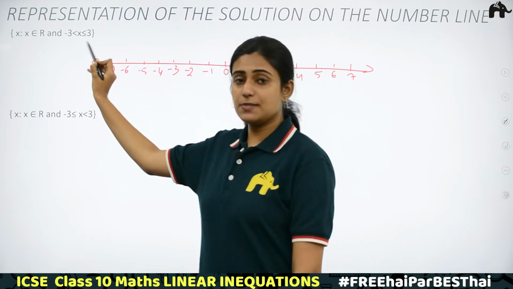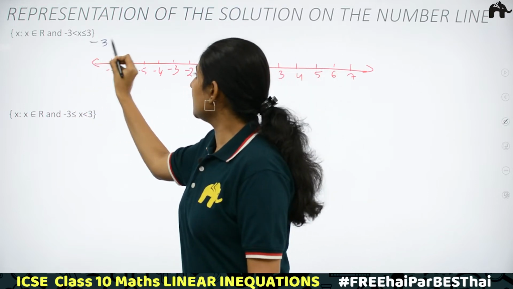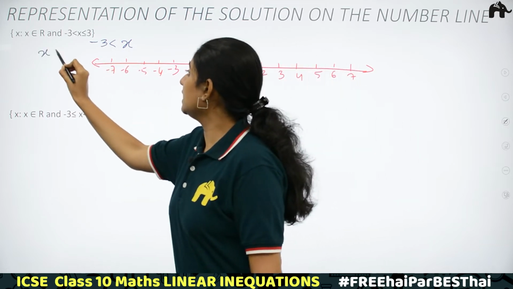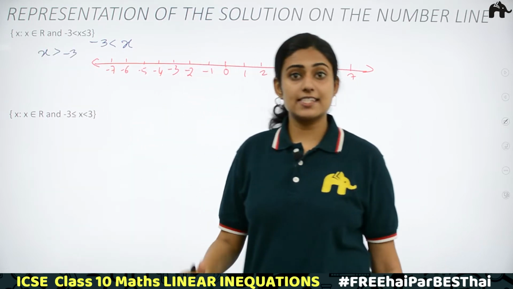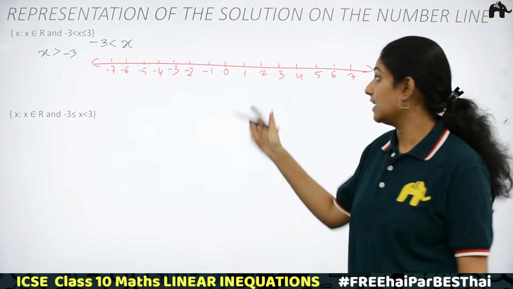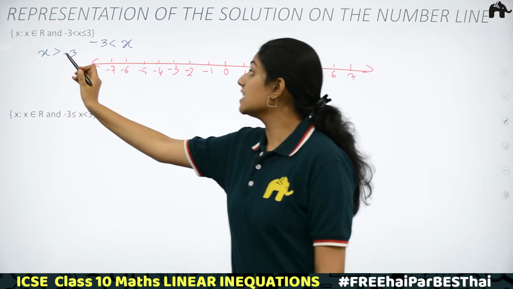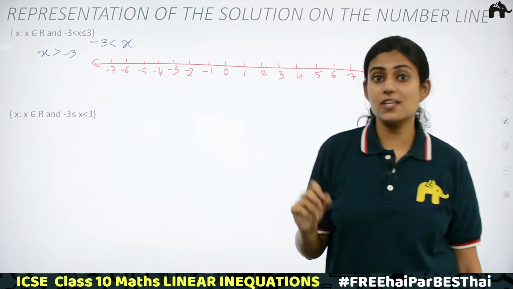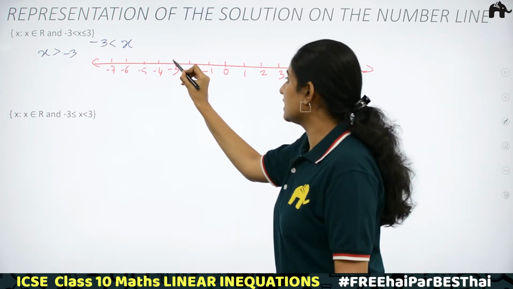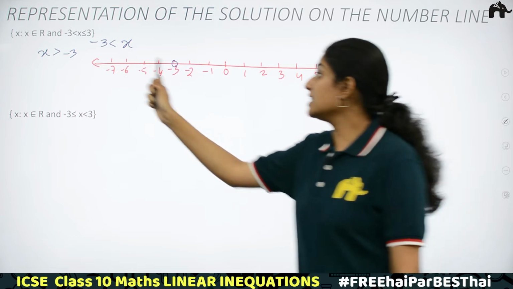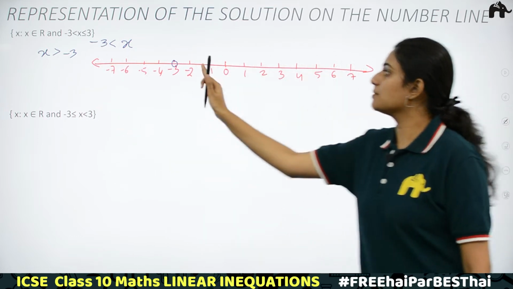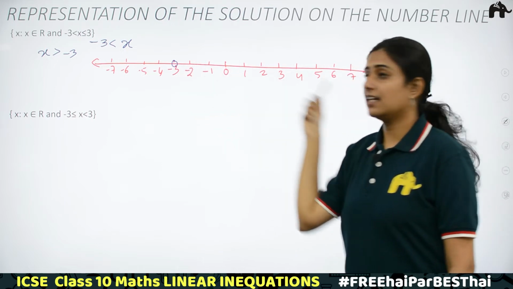Now, take the first part, that is minus 3 less than x, which means x is greater than minus 3. Find the point minus 3 on the number line. Here we have minus 3. This is a strict inequality, which means we have to use the hollow circle. The point minus 3 is not included. Use the hollow circle here. And the value of x is greater than minus 3. These values come under this, x greater than minus 3.